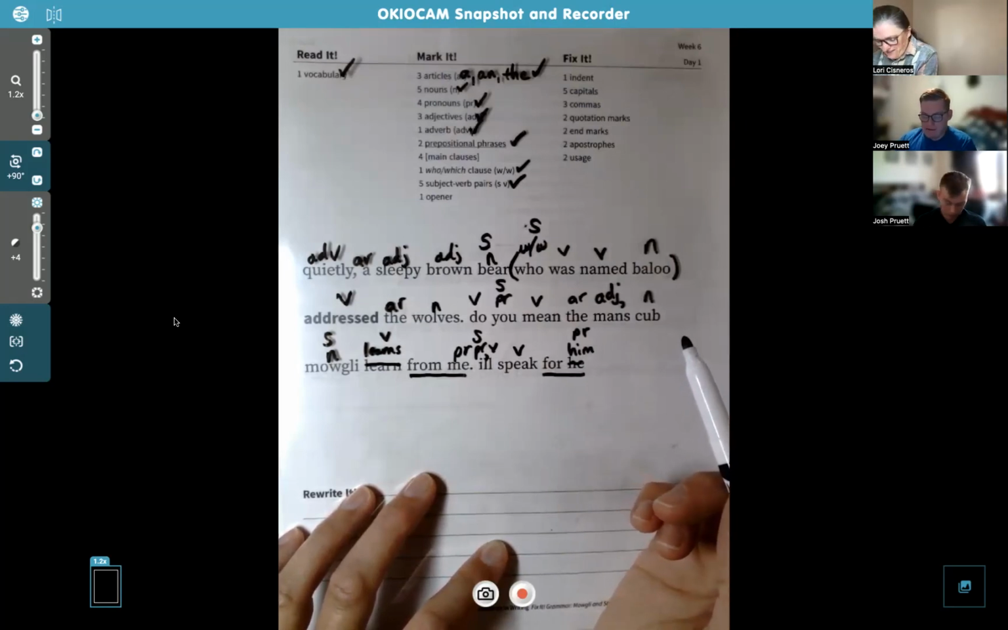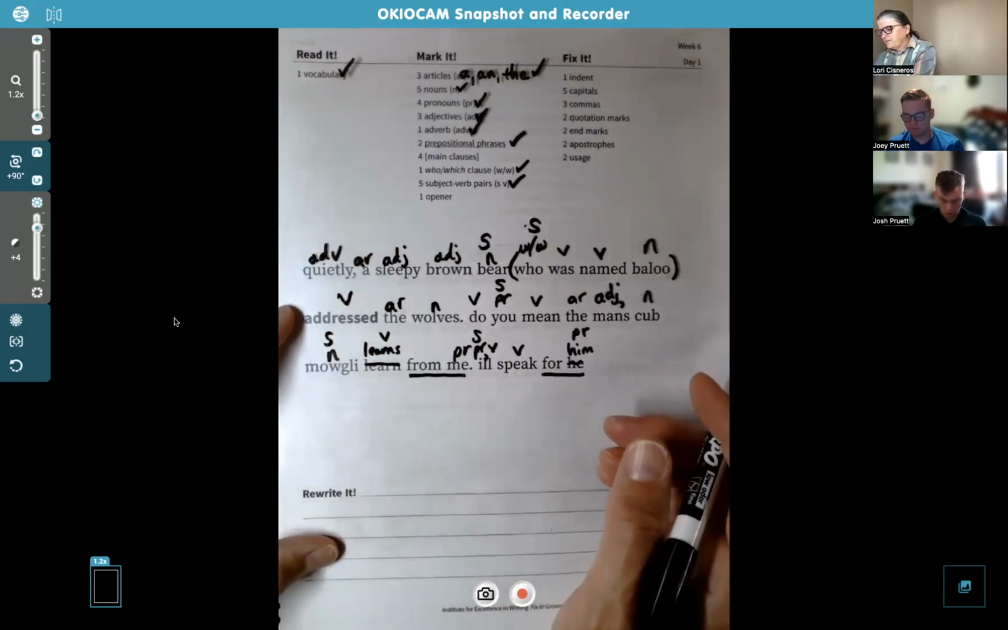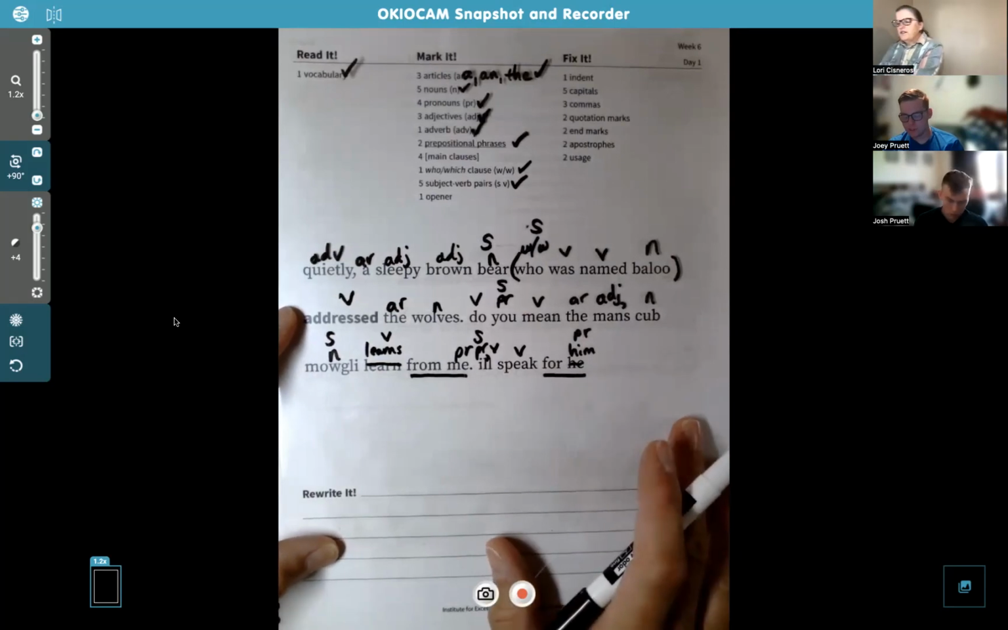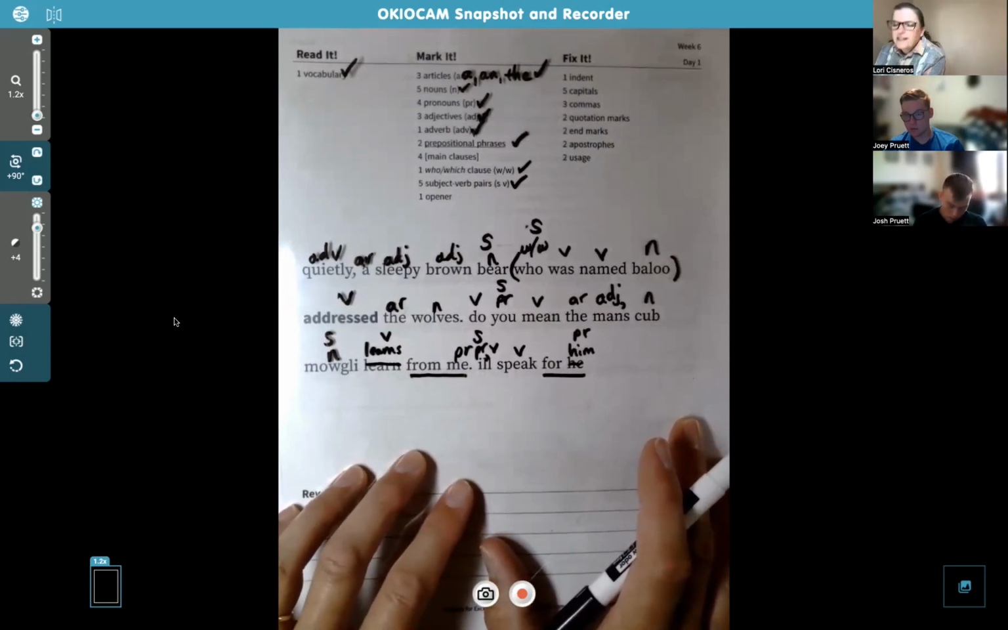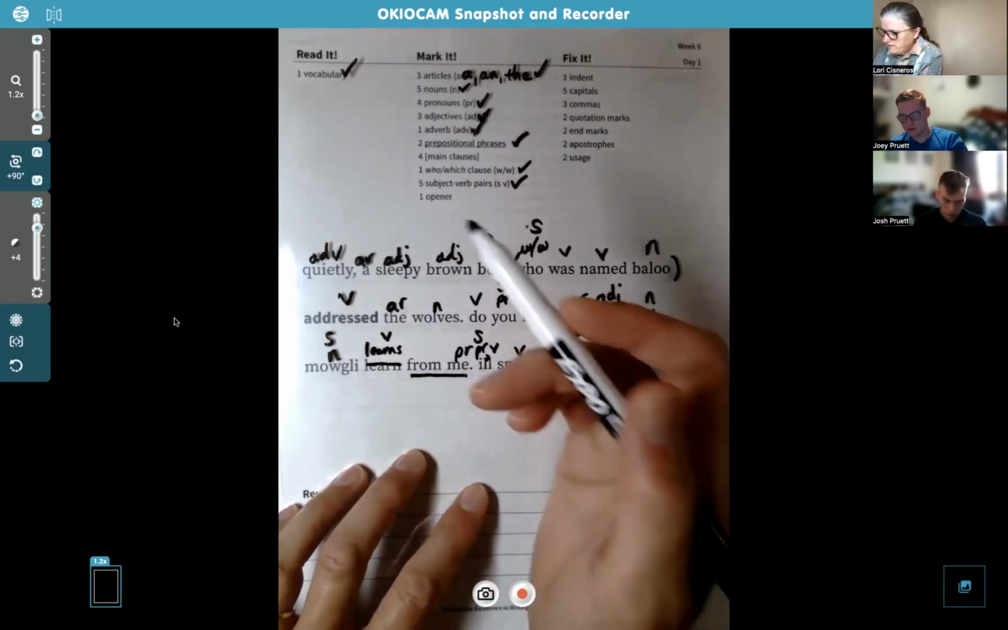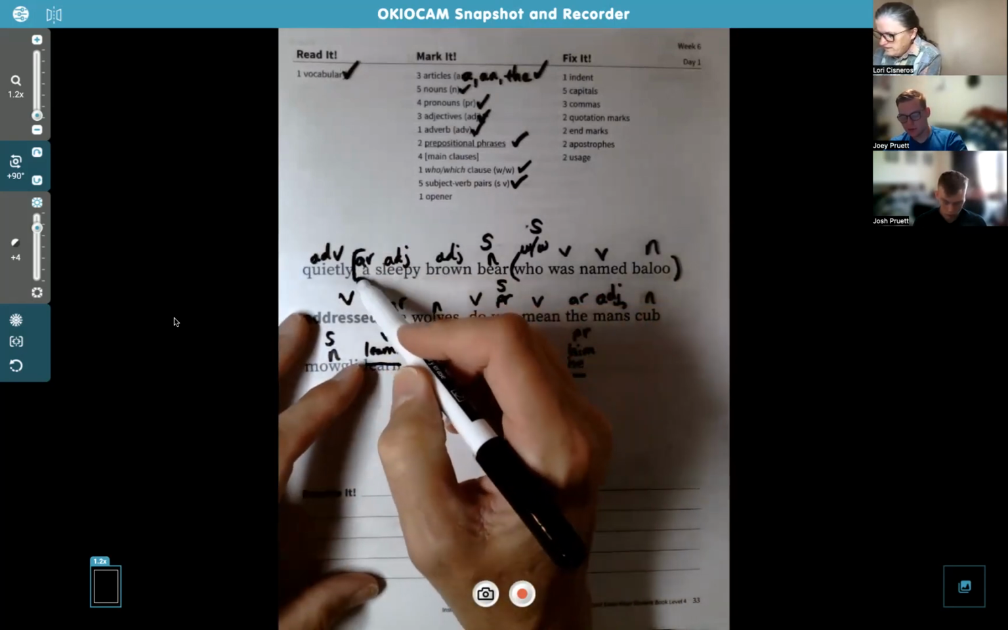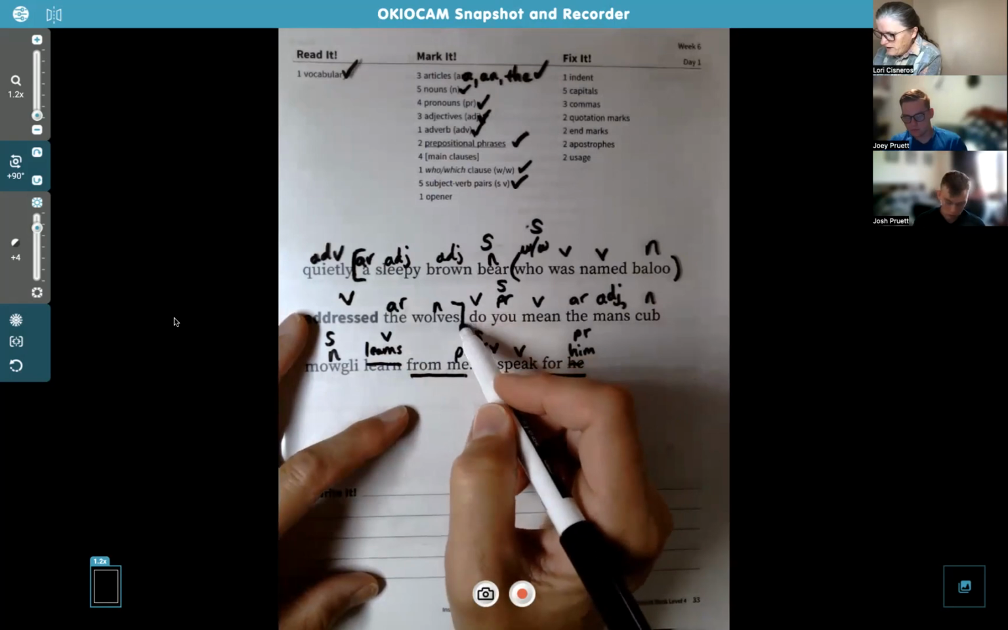Main clause. It can not include the opener. I'll say that. Can it also have a which clause within a main clause? Yes, it can. Good question. Okay, then a sleepy brown bear all the way into wolves. Yes, that's one.